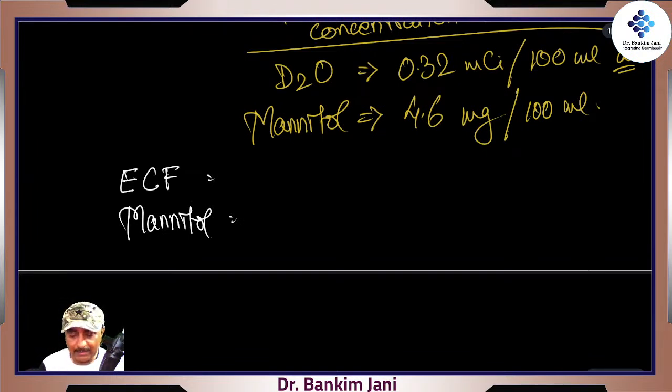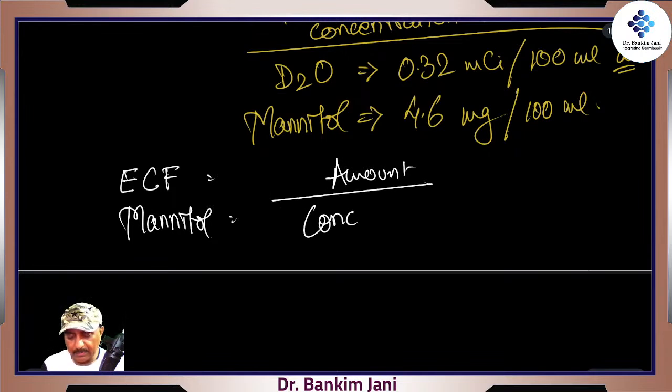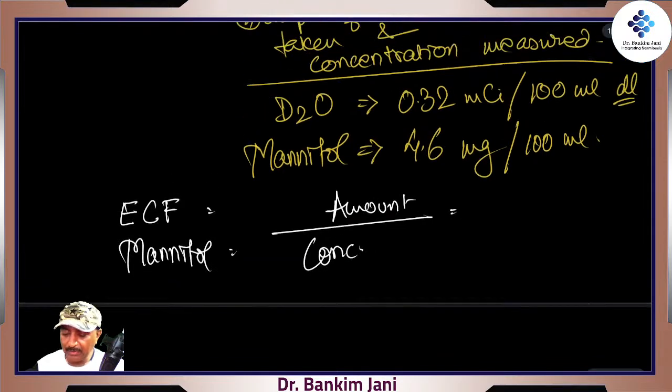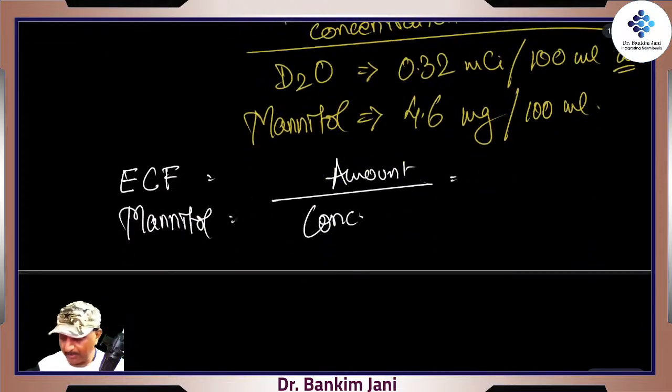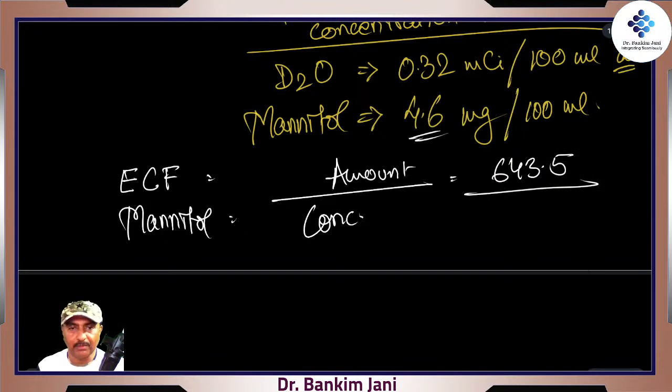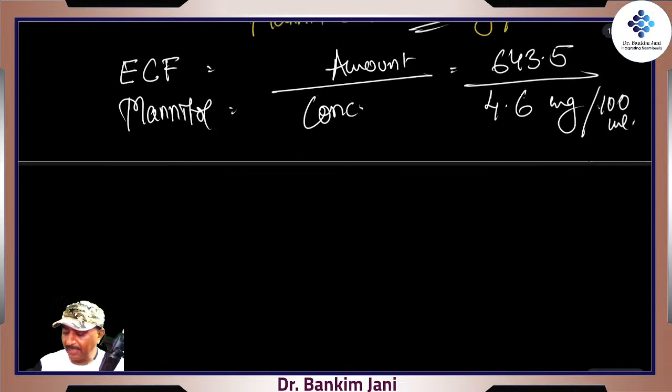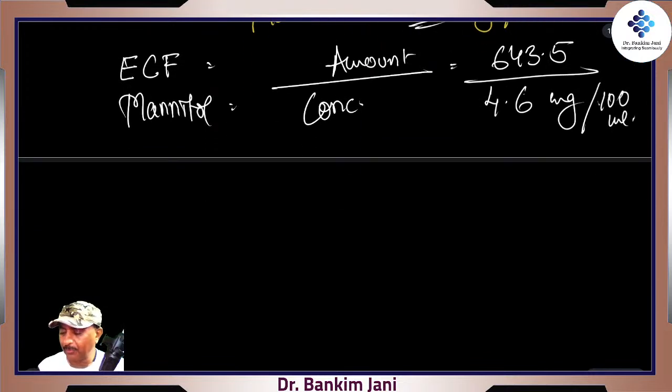What was the total amount upon concentration? The total amount was 650, but because this much got excreted into the urine, what is left is 643.5. So 643.5 upon the concentration. For mannitol, the concentration is 4.6 mg per 100 ml. So just calculate 643.5 upon 4.6. What's the answer?